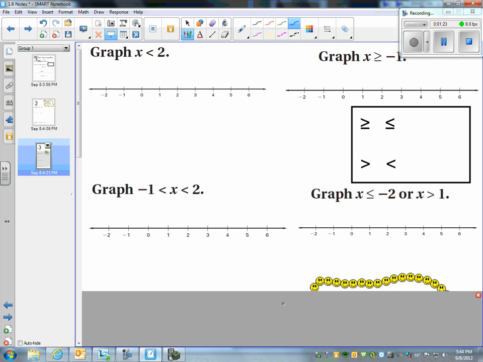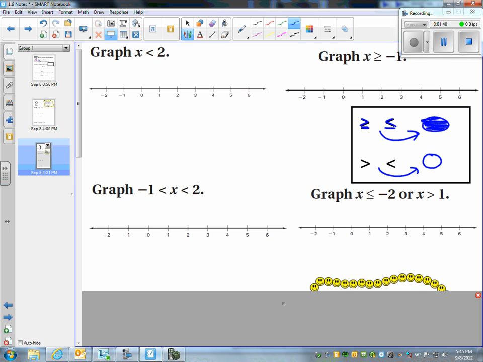So this is a graph. It says, first of all, graph linear inequalities. So what we do is, if we have an equal to sign at the bottom of our inequality, we'll make a closed dot. We'll make a circle and fill it in. So if you see a line on the bottom of it, you'll make a closed dot. If there's no equal to sign, you make an open circle.